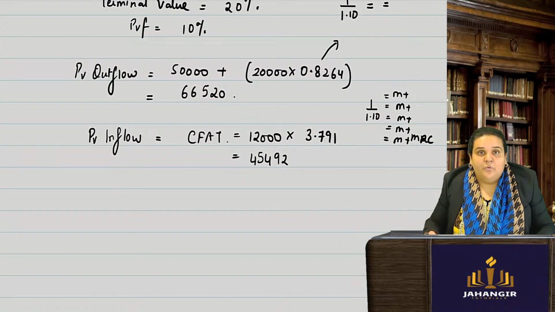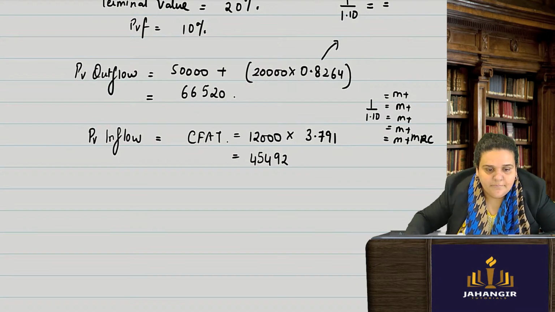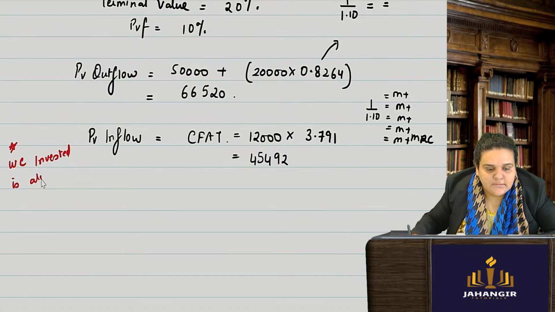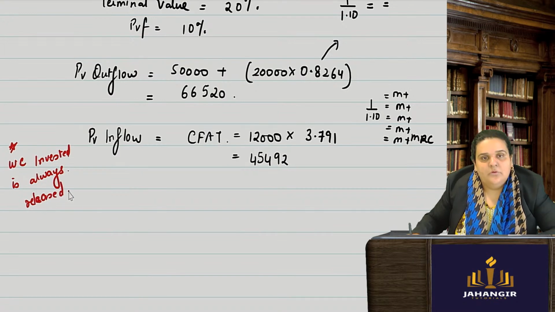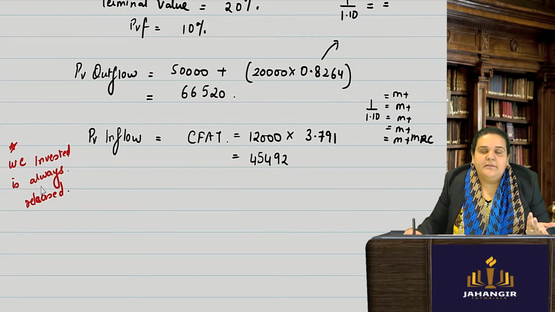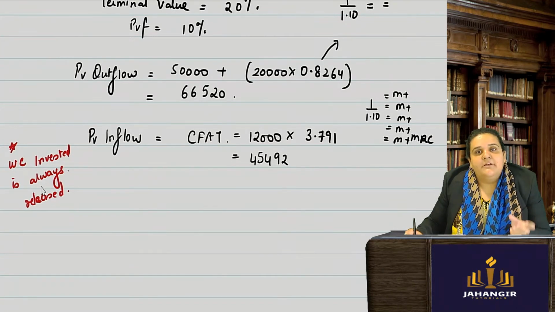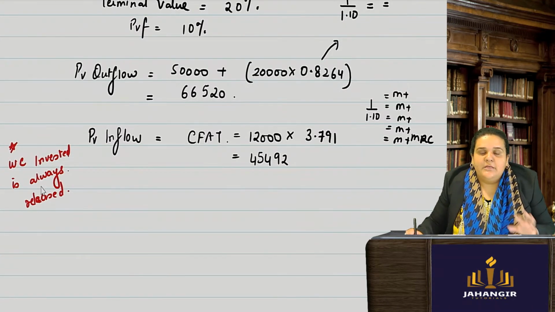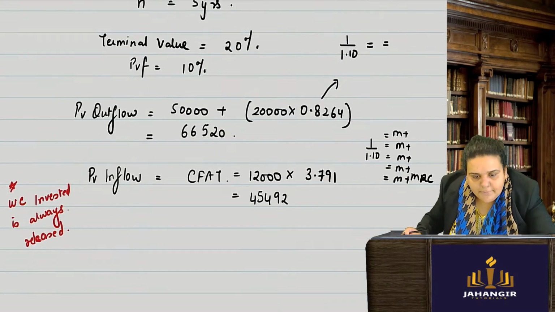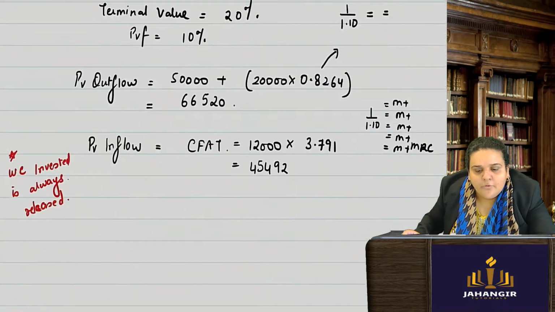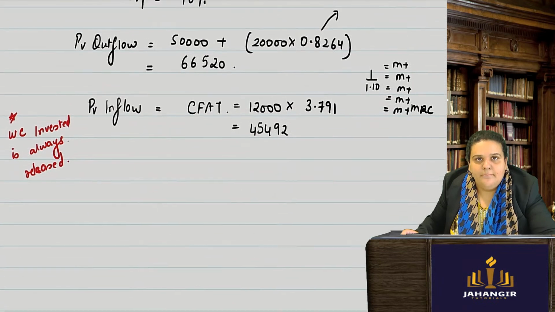But this is not it. This is not only my inflow. I will also release my working capital. Whatever working capital is generally invested is always released. They will give you, it is always released. The same amount can be released always. If not the same amount, then they will tell you how much amount is released. Generally working capital is released completely. That means I'm going to get the working capital of that 20,000 released. It is going to come back to me.